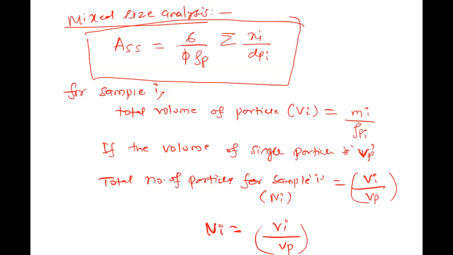Here we need to derive these expressions. I is the name of the sample, and that sample is a mixture of many species. Someone is asking what is ASS? ASS means specific surface area. We want to derive the specific surface area for mixed size analysis. So this is one of the concepts: the total number of particles for a sample I equals Vi by Vp. I hope this is clear to all of you.